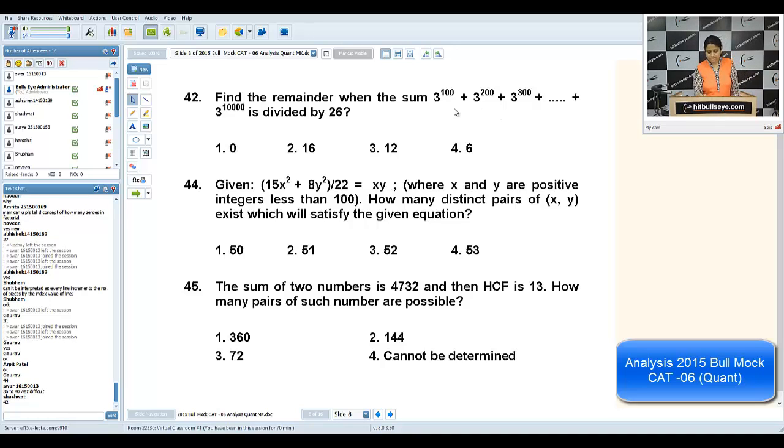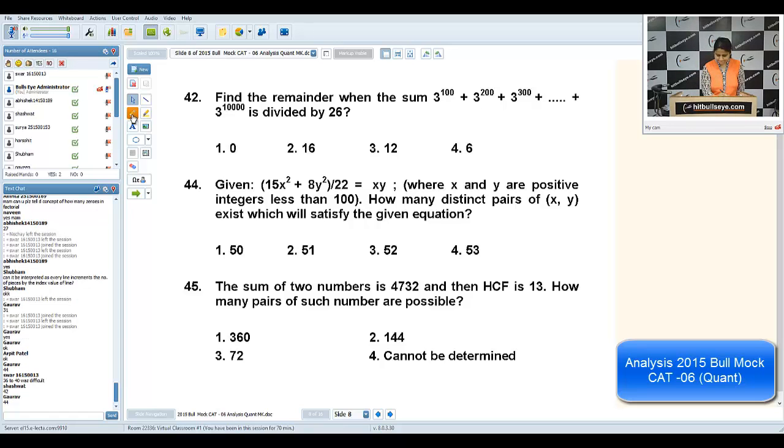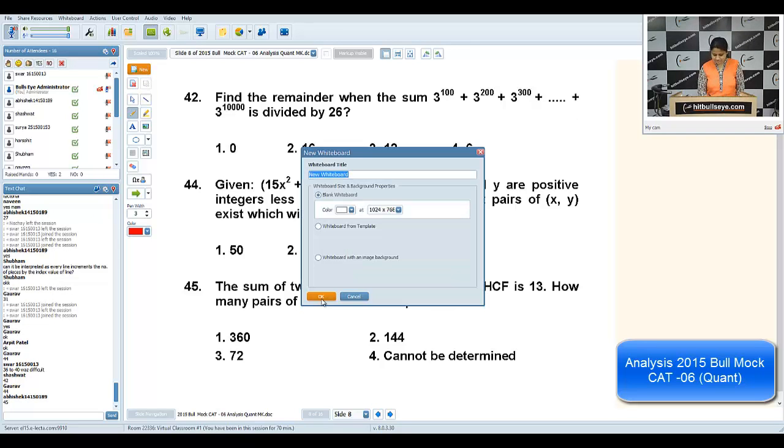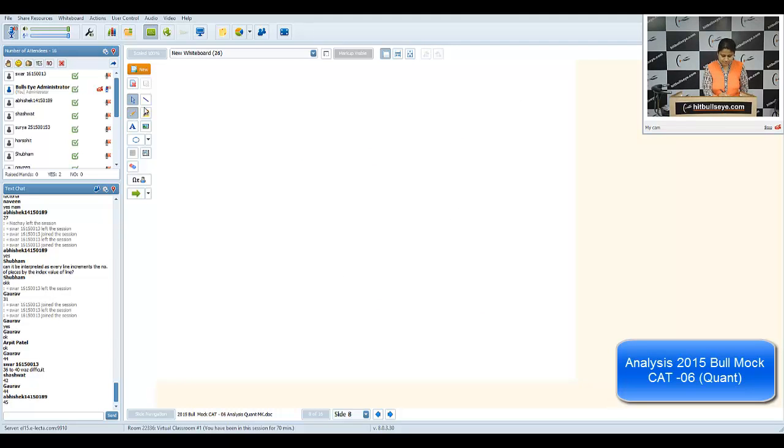42. Okay, Shashwat. See, I'll explain each and every question. 42, 44 and 45. First of all, I am taking 42nd question. It says 3 raised to power 100, 3 raised to power 200, 3 raised to power 300, so on up to 3 raised to power 10,000. When divided by 26, what is the remainder?